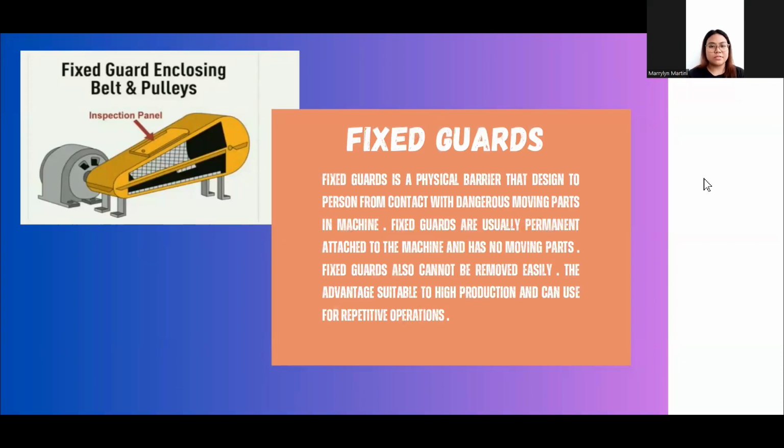The first one is the fixed guard. A fixed guard is a physical barrier that is designed to protect workers from dangerous parts of the machine. Fixed guards are usually permanently attached to the machine and don't have moving parts. These guards cannot be removed easily. The advantage of this guard is that it can be used for repetitive operations and is suitable for high production.